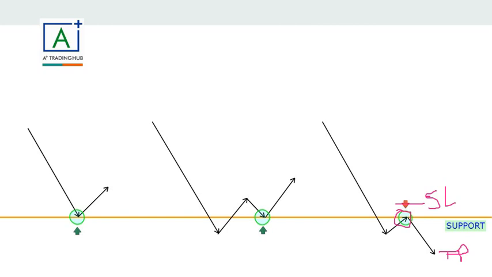One is that it might reverse immediately. Two is that it might close below and reverse within a few hours back into the region of support. Three is that it might break below support and keep selling down and keep trending down.